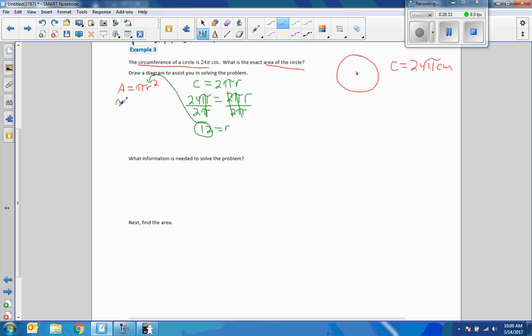So now I'm going to have area equals pi times 12 in place of r, squared. So area equals 144 pi. And this is in centimeters squared.